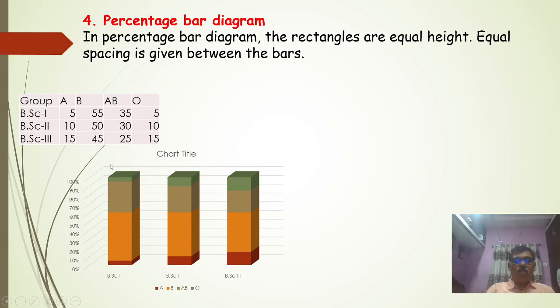Likewise, you can show percentages in a bar diagram, and that is called a percentage bar diagram. Here the rectangles are of equal height and equal spacing is given between the bars, and in a single bar you can show the percentages. Such bar diagrams are called percentage bar diagrams.